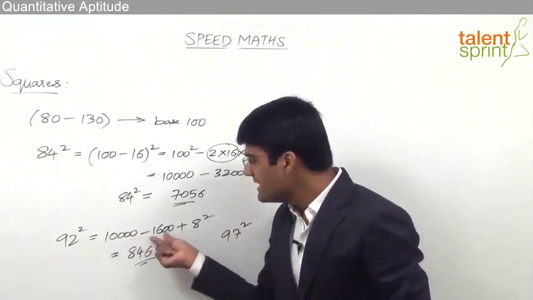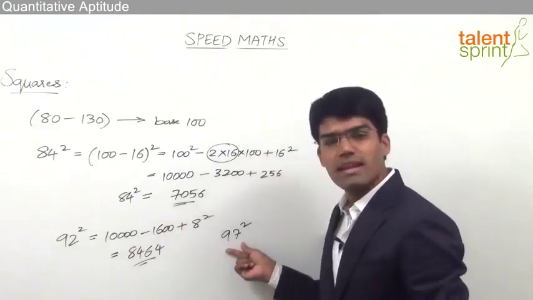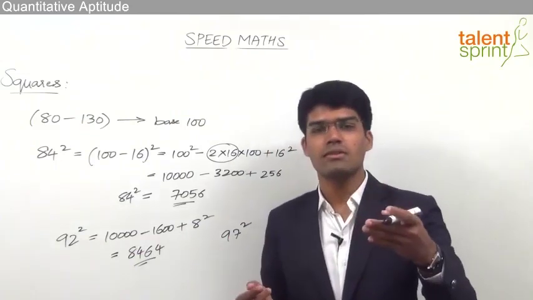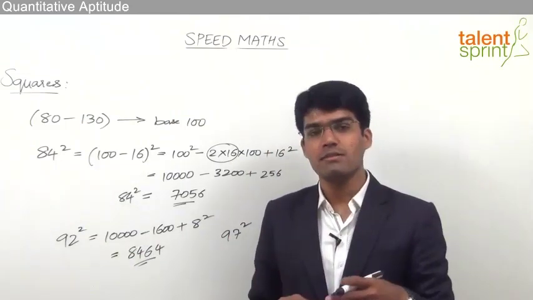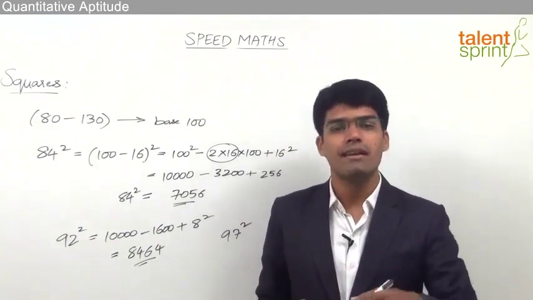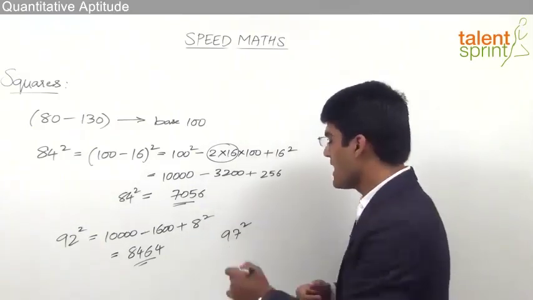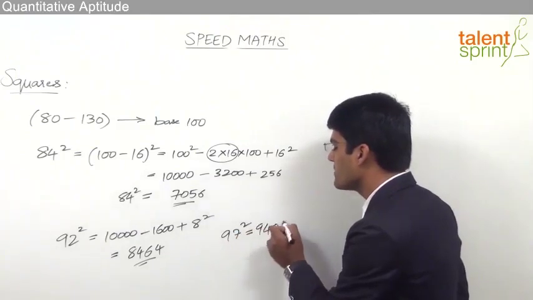You need not even write these steps on paper. Directly visualize the steps there. 97 is 100 minus 3. So 10,000 minus 600 is 9,400. 9,400 plus 3 square is 9,409. So the answer here will be 9409.